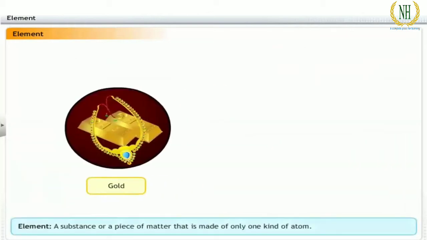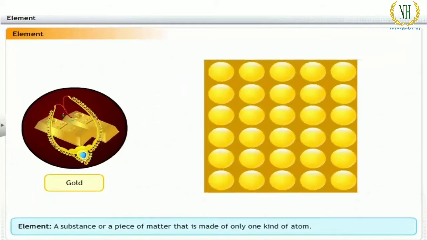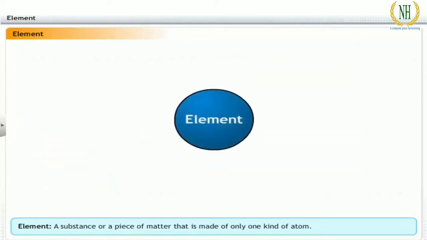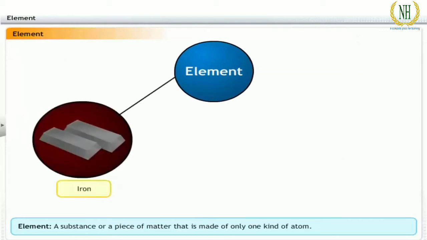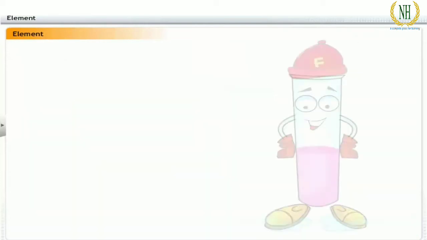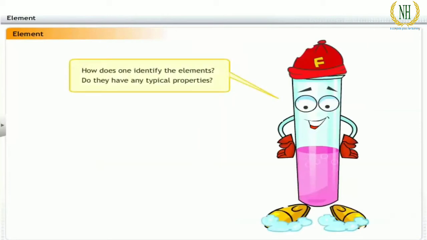A pure substance which is made up of only one kind of atom and cannot be broken into two or more simpler substances by physical or chemical means is referred to as an element. For example, iron, gold, and silver. How does one identify the elements? Do they have any typical properties?